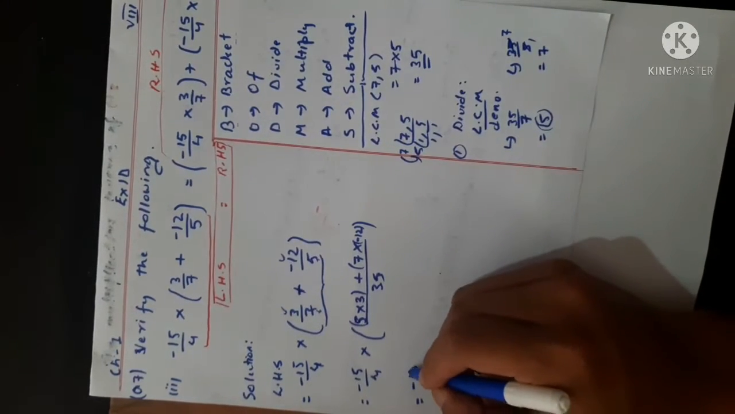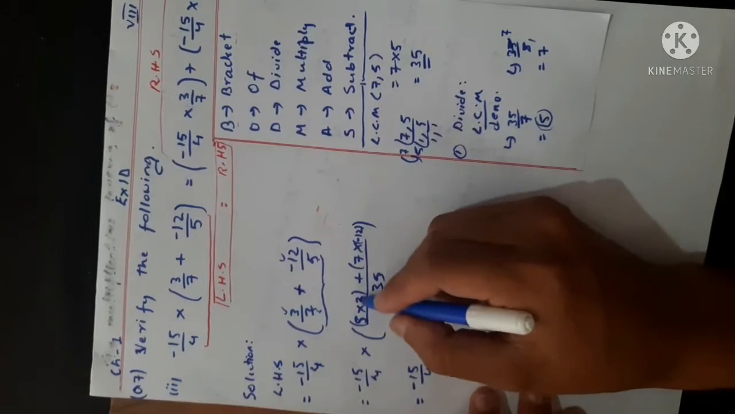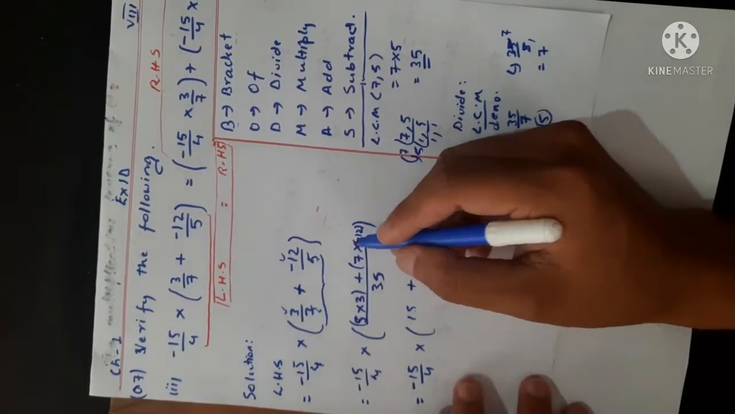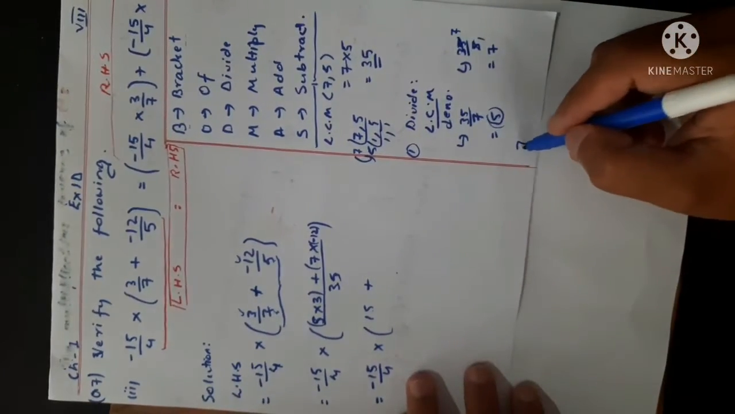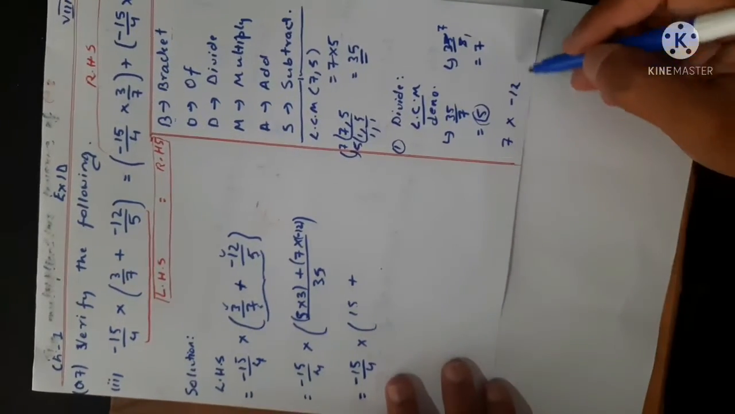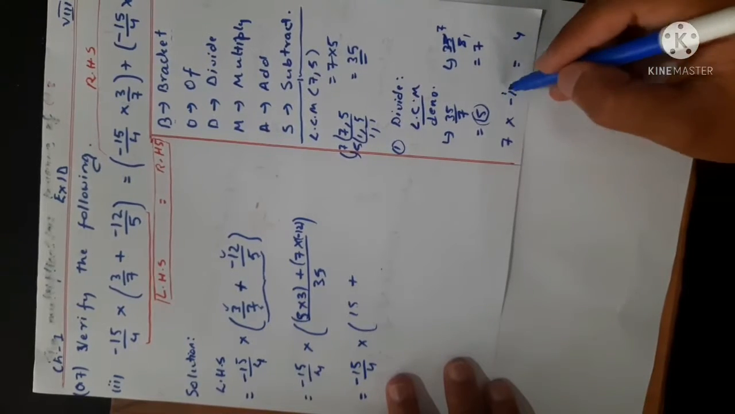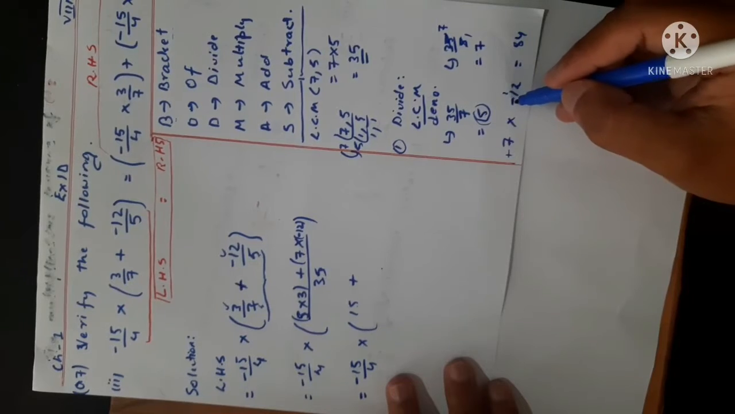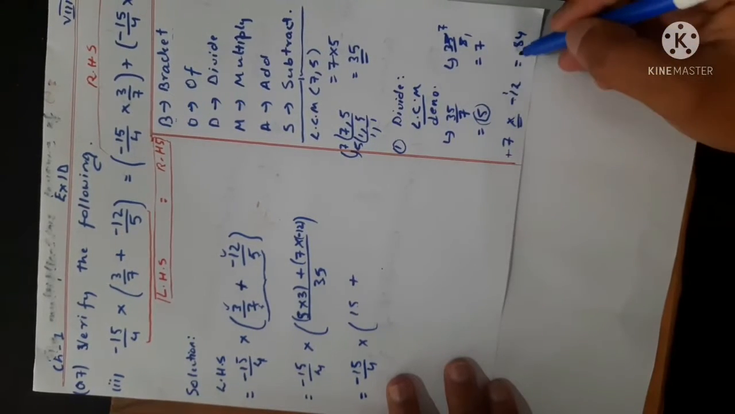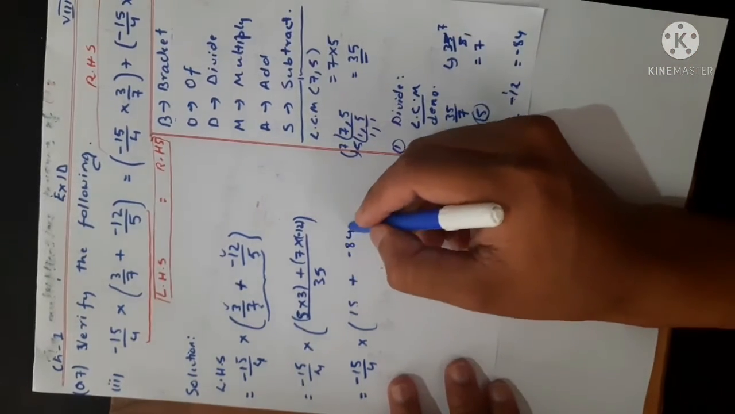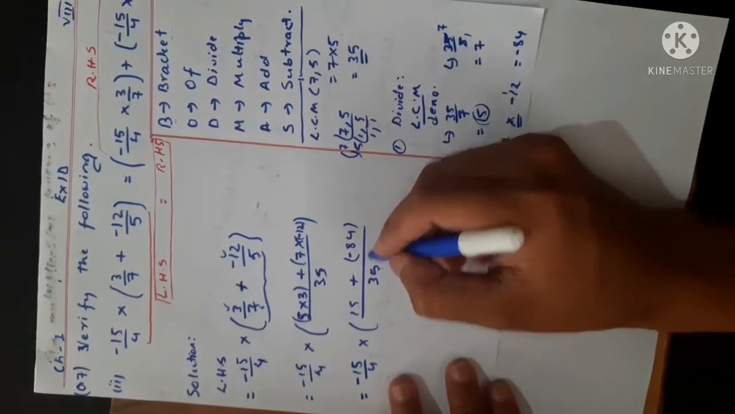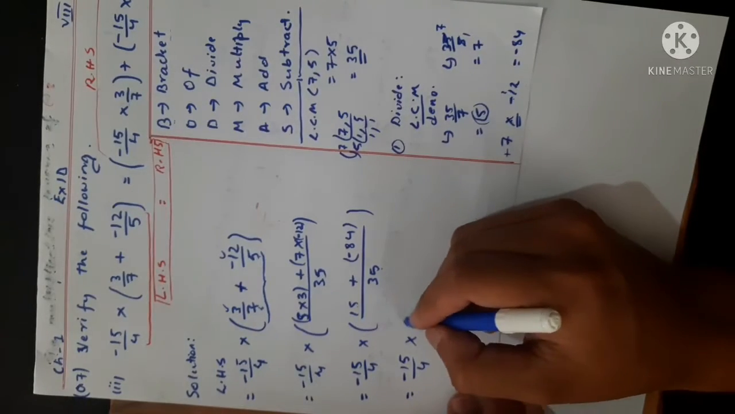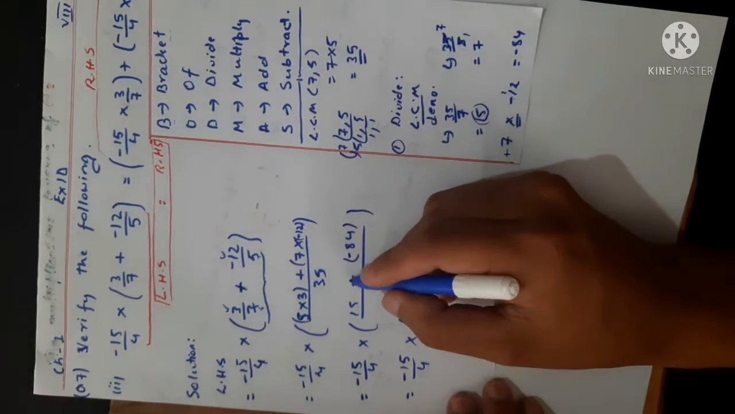This will be equal to minus 15 by 4 multiply 5 multiply 3, we get 15, plus 7 multiply minus 12. 7 2 are 14, carry 1, 7 1 are 7, plus 1 equals 84. This is a plus 7 and this is a minus 12, so plus multiply minus, we get minus 84 divided by 35. And this will be equal to minus 15 by 4 multiply 15.